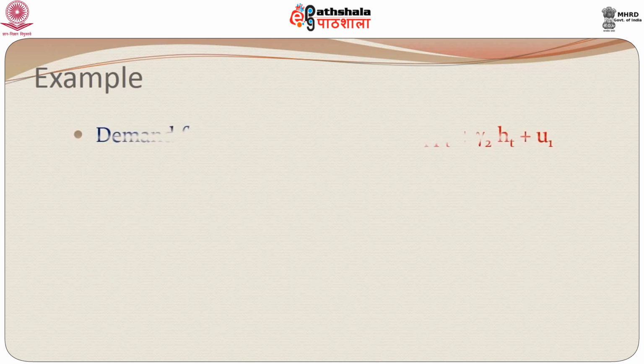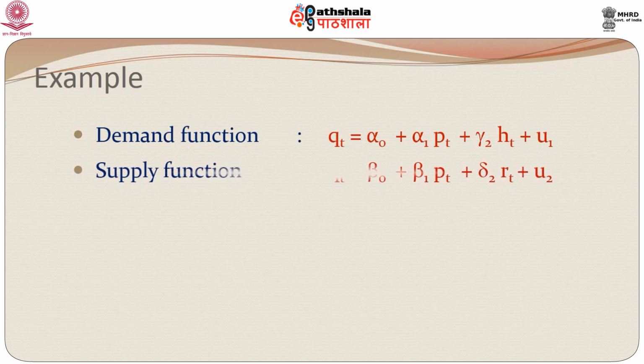So, if we go back to the demand function, we had Qt is equal to alpha naught plus alpha 1 Pt, and now we have a new variable Ht. Ht may stand for the taste or habits of individuals. Now, demand would depend on what the taste and habits of individuals are. Similarly, if you look at the supply function, we have Qt, which is beta naught plus beta 1 Pt plus delta 2 Rt plus U2.